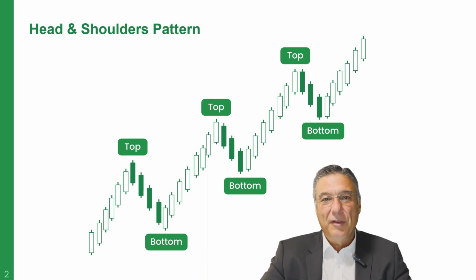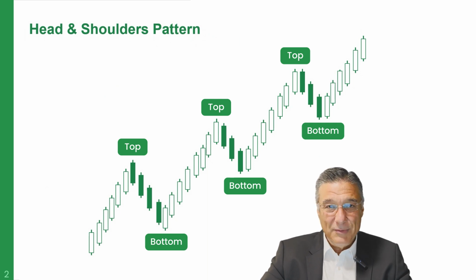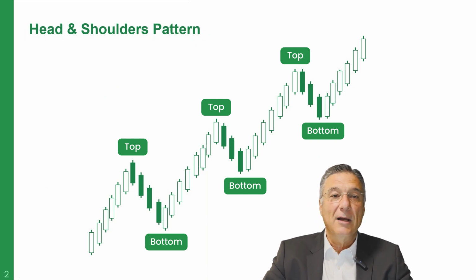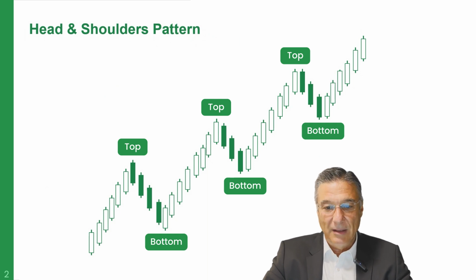So let me remind you that an uptrend is a series of successively higher tops and higher bottoms. After we identify an established trend to the upside, an uptrend, then we can look for warnings that this uptrend is weakening, is running out of steam. And let's take a look at this.